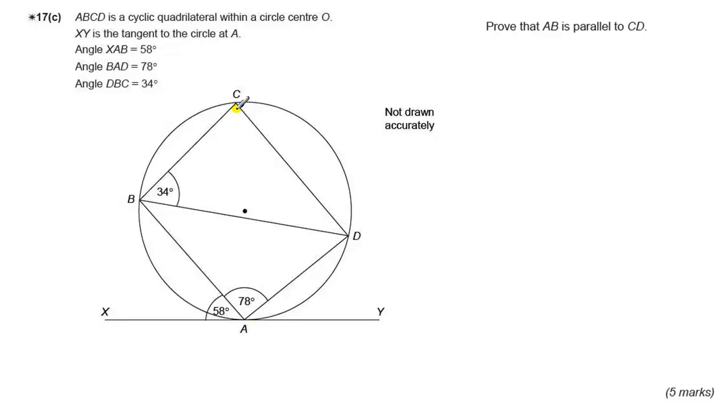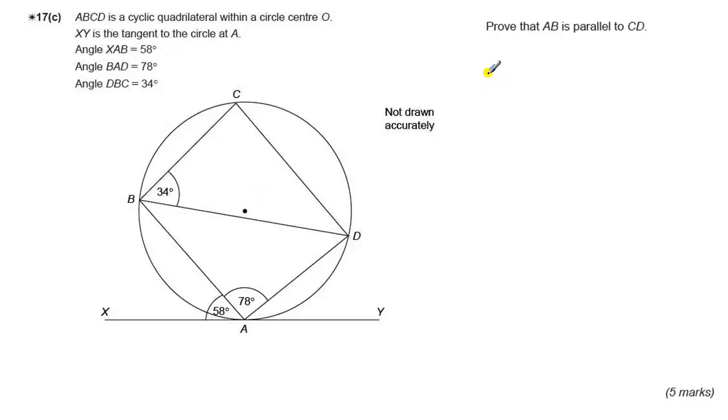Now, with circle theorems, what we need to do is to think about all the rules that we could use here. When I see a tangent to a circle, I'm thinking of the rules to do with tangents. When I see a cyclic quadrilateral, I'm thinking of the rules to do with cyclic quadrilaterals. So I'm going to start with the easier of the two, which is the cyclic quadrilateral.